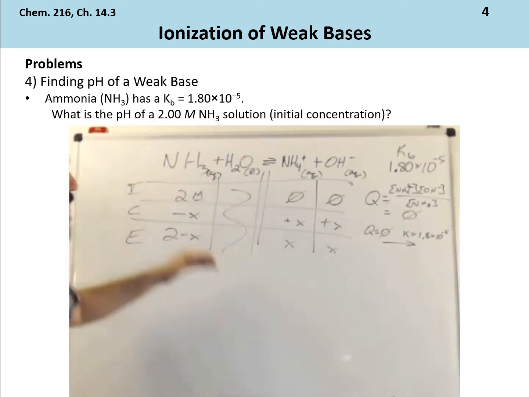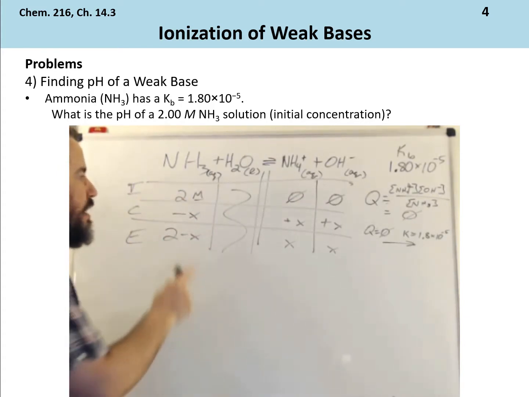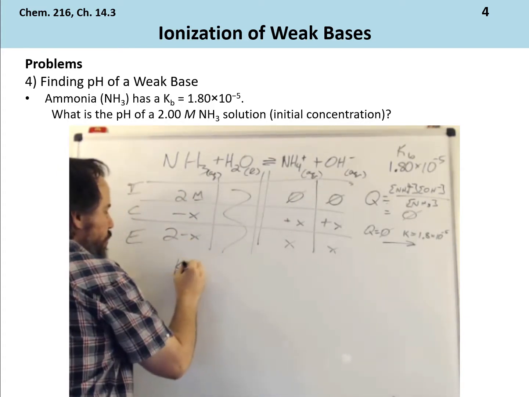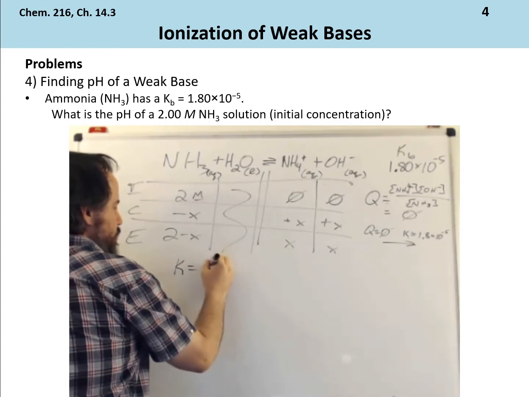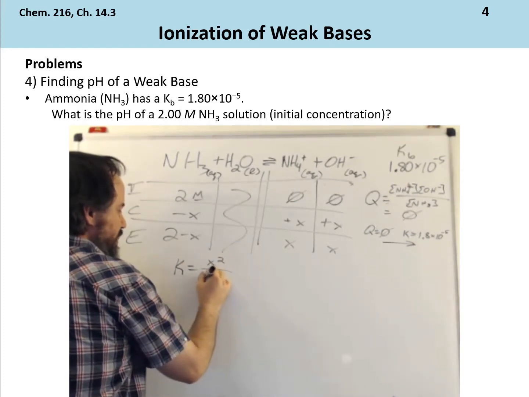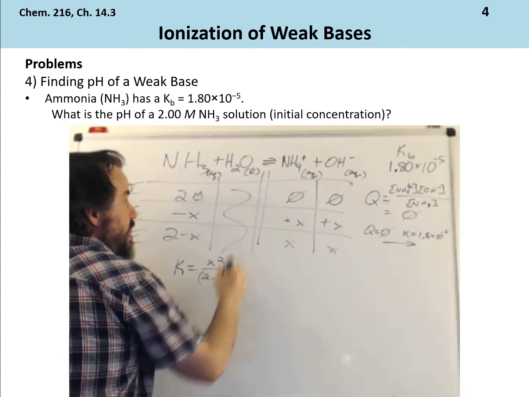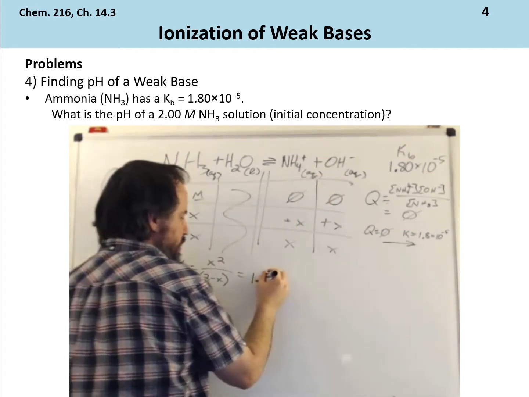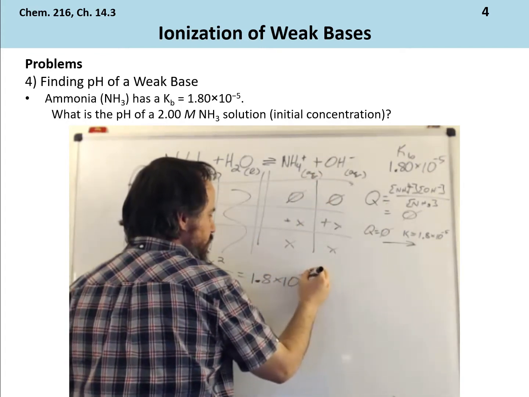All right. So now that I have this, I can go ahead and plug it into my equation for K. K equals x squared over 2 minus x equals 1.8 times 10 to the minus 5. Okay.